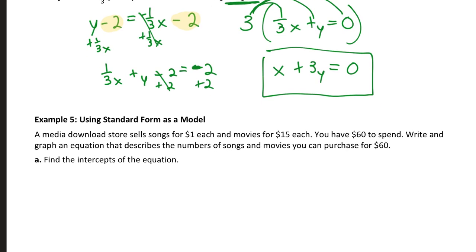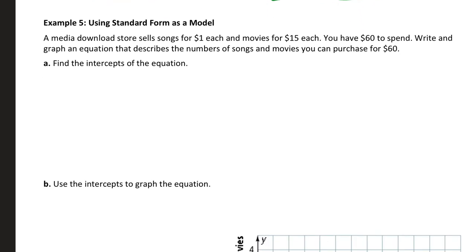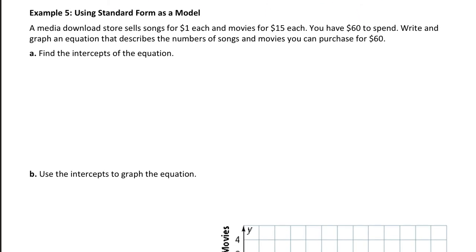So I've just got one last example to cover, and it's modeling. And in my opinion, modeling with math is probably the most useful thing, because it forces you to think about different terms that you'd see in everyday life. So example 5 says, a media download store sells songs for $1 each and movies for $15 each. You have $60 to spend.